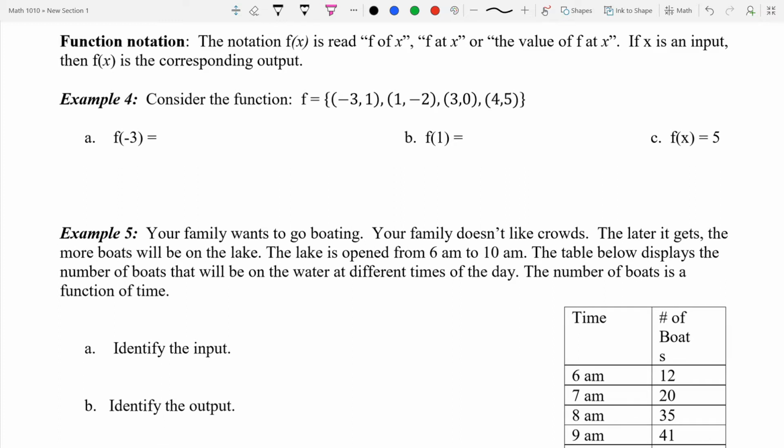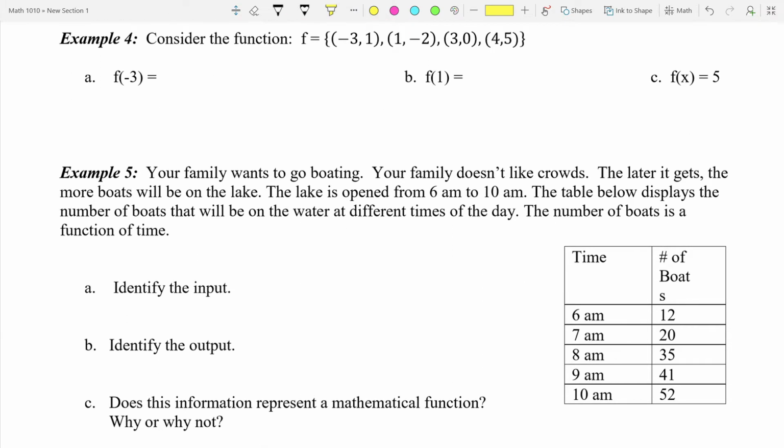Okay, function notation. You're going to have to get used to this a lot. So this right here, that's function notation. I want you to say it right. The way that you say it is f of x. So say it right. F of x. Everybody look at question 4. You've been given a set of points.